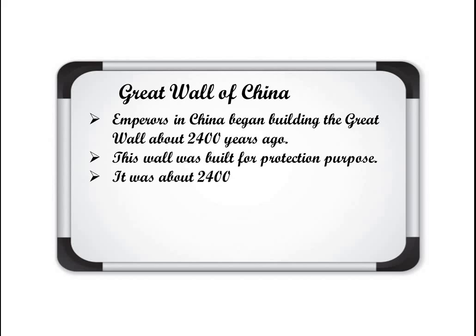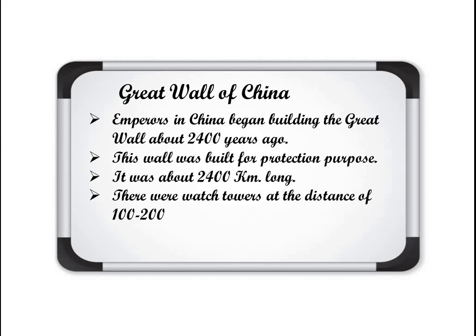It was about 2400 kilometers long, and there were watchtowers at a distance of 100 to 200 meters. That means after every 100 to 200 meters, watchtowers were built. So this is all about the Great Wall of China that was built during that particular time.